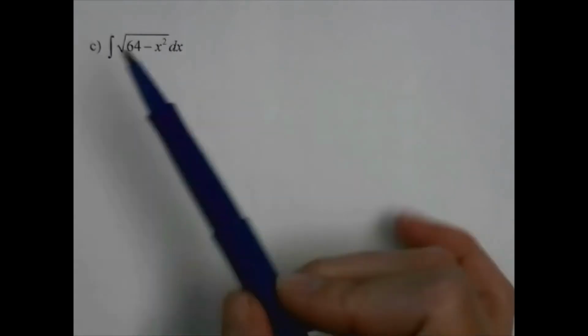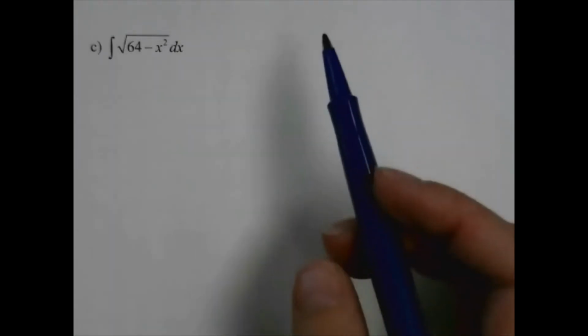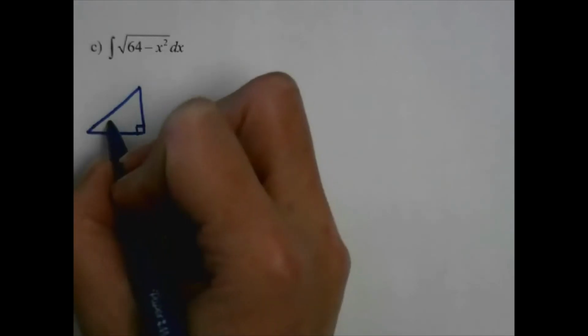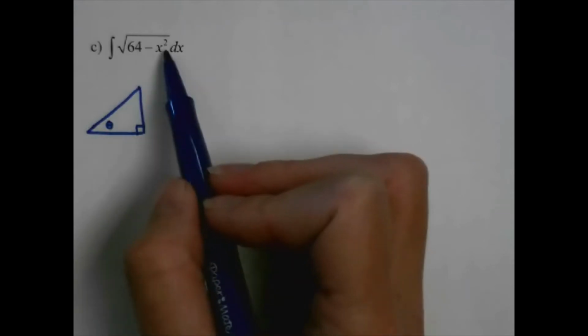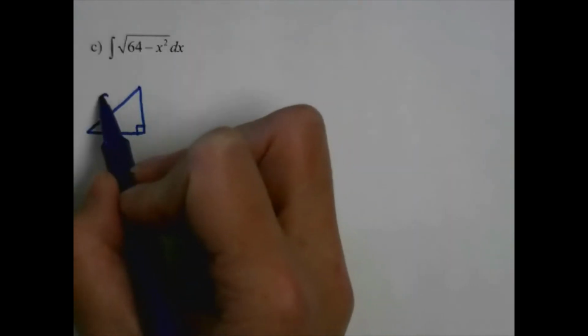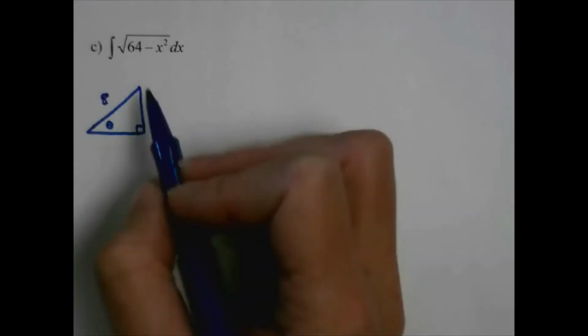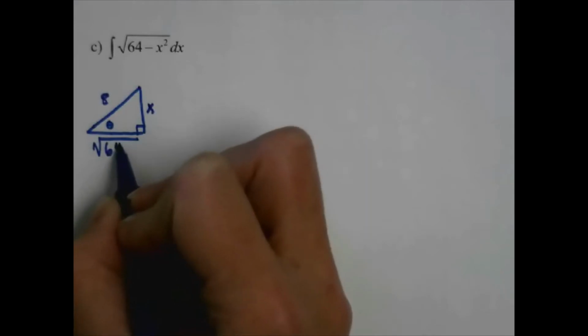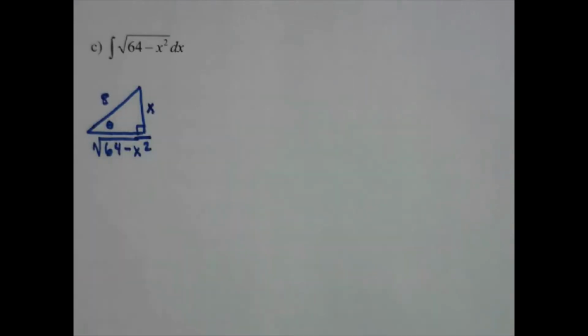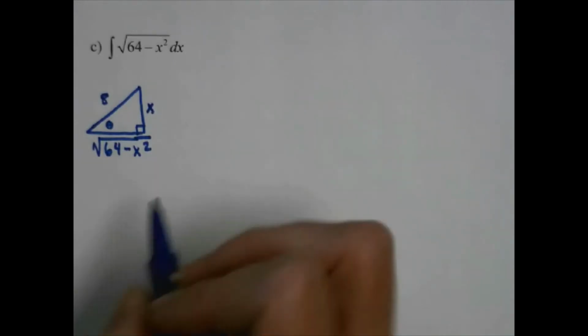This one we will be doing a trig substitution. So this is in the form a squared minus x squared. The first thing we're going to start with is a triangle. I'm going to make this theta. The 64 minus x squared means that my hypotenuse is going to be 8, thinking about the Pythagorean theorem. My x is going to go here, and this side is the square root of 64 minus x squared. Okay, we'll be using this triangle several times during this problem.